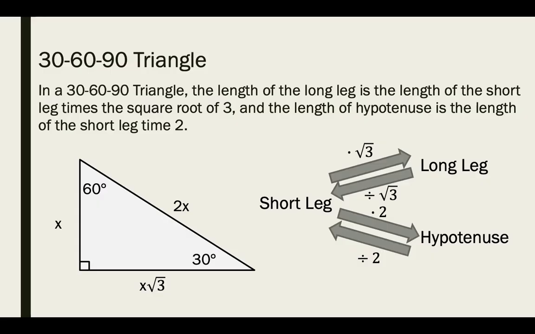So in problems involving 30, 60, 90 triangles, you could start with any of these sides. And you're either going to be multiplying or dividing by square root of 3 or 2, depending on the information you're given. So let's look at some examples.